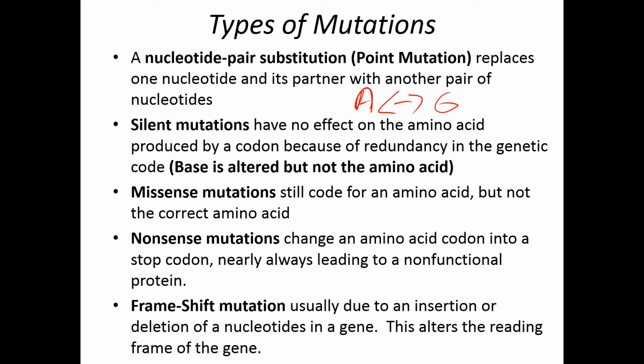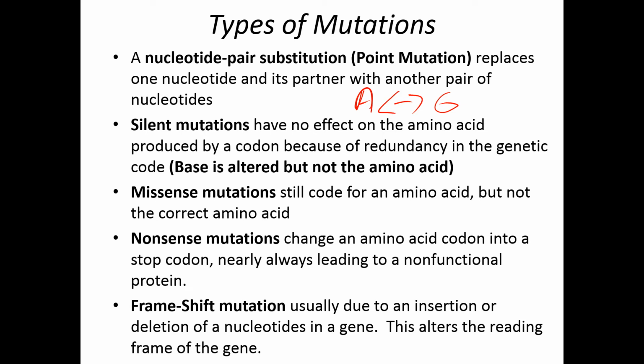A missense mutation is where you alter the nucleotides in the gene. You alter one of the nucleotides, and you end up with a different amino acid at that position. So if amino acid 1 is lysine, and let's say you get instead an arginine, it's a different amino acid. That's a missense mutation.